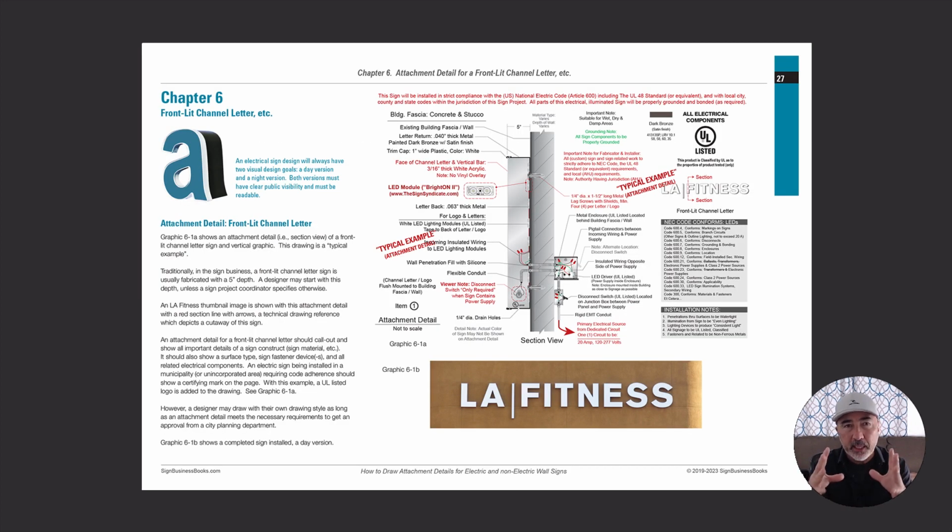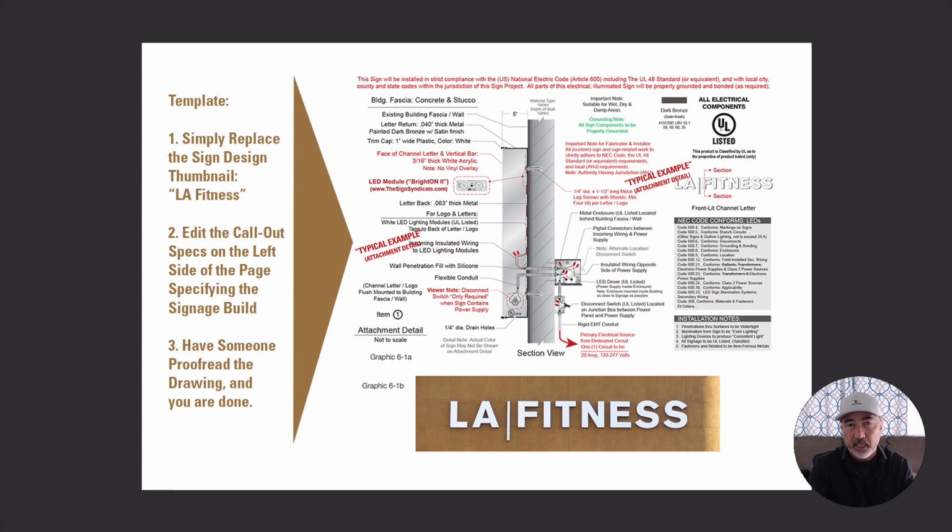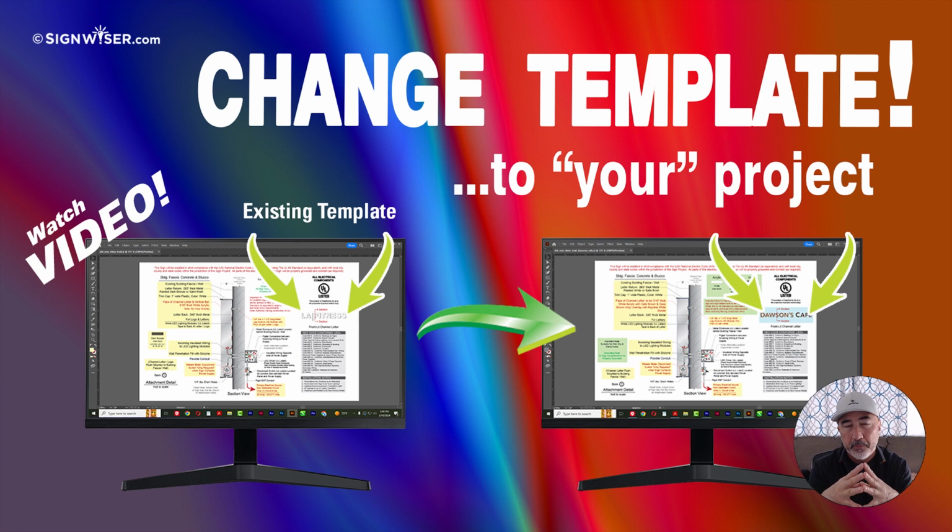Okay, so here we get into the meat of the book. Chapter 6, titled Front Lit Channel Letter, etc. This chapter covers 3 examples of the most commonly sold front lit channel letter signs in the sign business. Each example is also a template, which you can use for your own drawings. You can see another video on how to customize these templates for your use. We'll have another video on that.